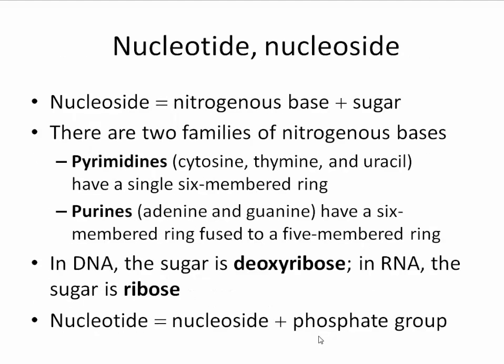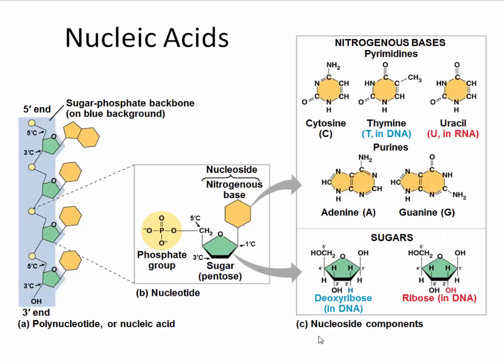Okay. There are two kinds, the two families of nitrogenous bases, pyrimidines and purines. Pyrimidines have a single six-membered ring, and those would be cytosine, thymine, and uracil. The purines have a six-membered ring fused to a five-membered ring, and those are the adenines and guanines. In DNA, the sugar is deoxyribose. In RNA, the sugar is ribose. Okay, so we just need to remember that.